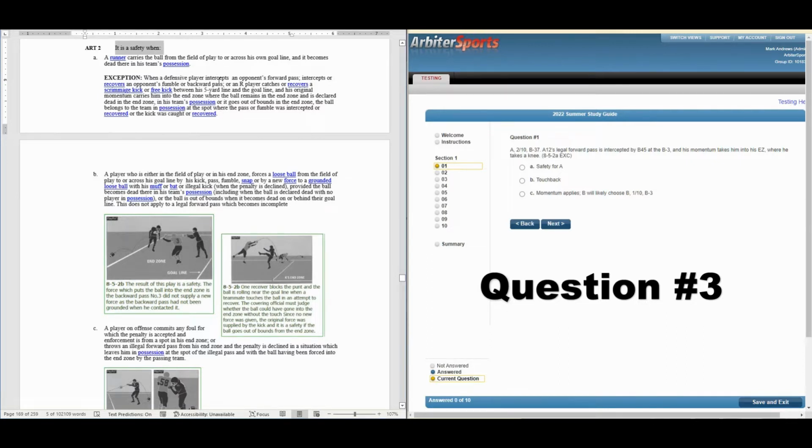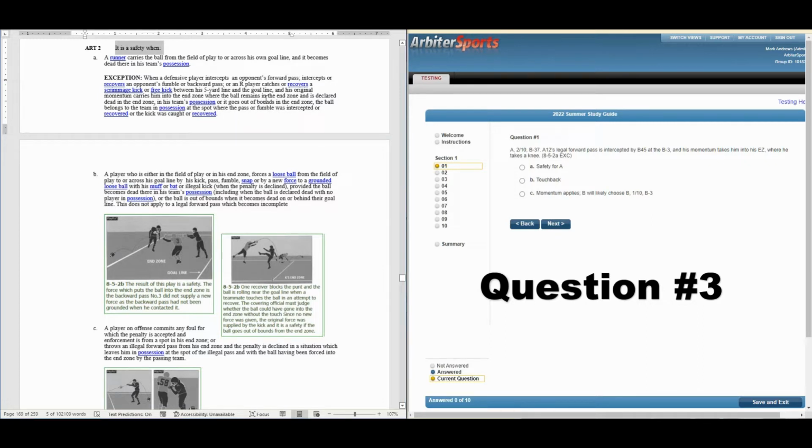When a defensive player intercepts an opponent's forward pass, intercepts or recovers an opponent's fumble or backward pass, or a receiving player catches or recovers a scrimmage kick or free kick between his 5-yard line and the goal line, and his original momentum carries him into the end zone, where the ball remains in the end zone and is declared dead in the end zone, in his team's possession, or it goes out of bounds in the end zone, the ball belongs to the team in possession at the spot where the pass or fumble was intercepted or recovered, or the kick was caught or recovered.